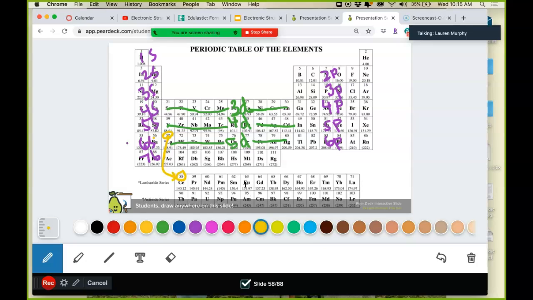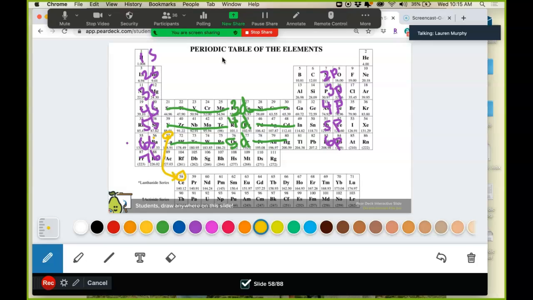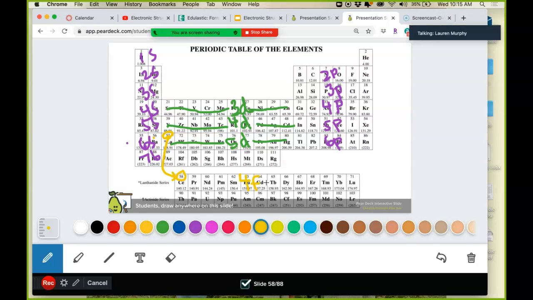What energy level do F orbitals start on? Anybody remember? 4. So the F orbitals are 1 behind the D block. So D is 1 behind the S, and F is 1 behind the D, or you could say F is 2 behind the S in terms of energy levels, which makes it, if this row is 4F, this row is 5F.